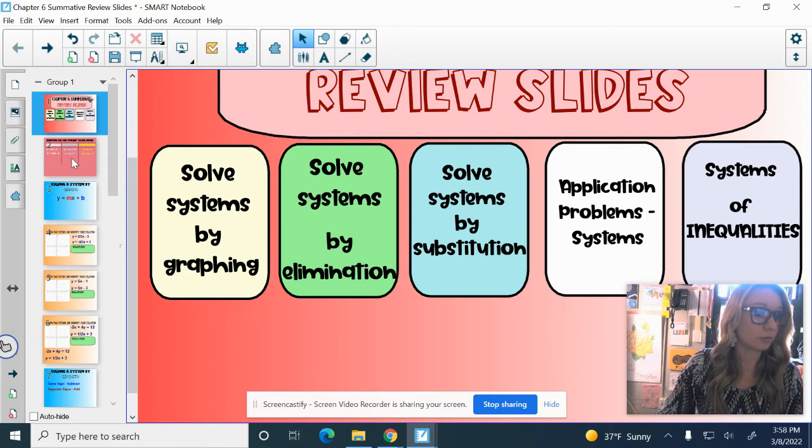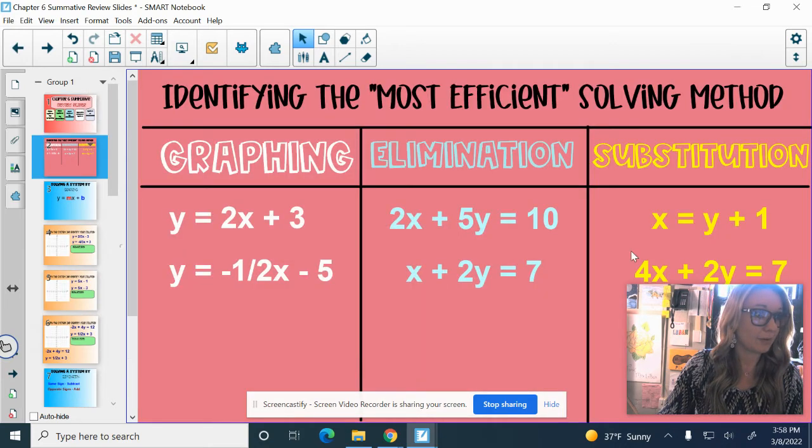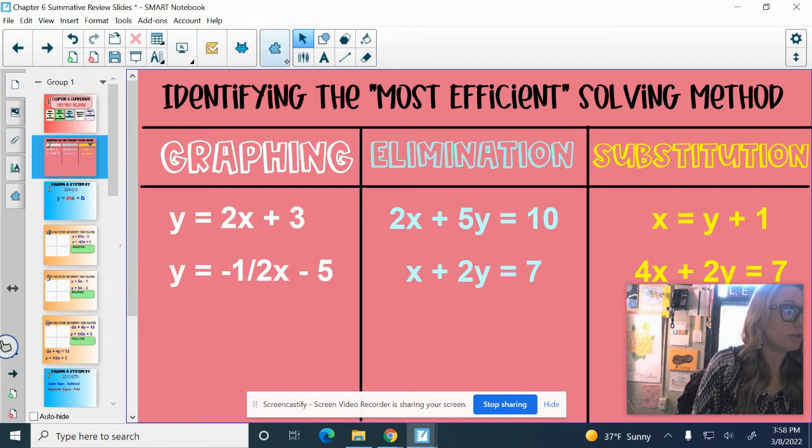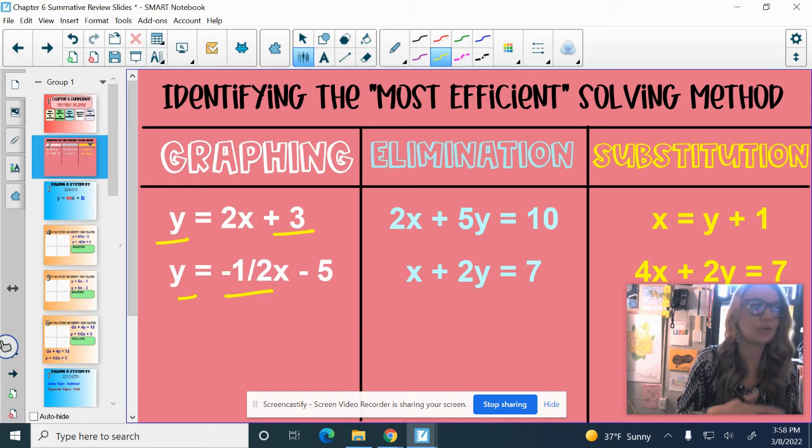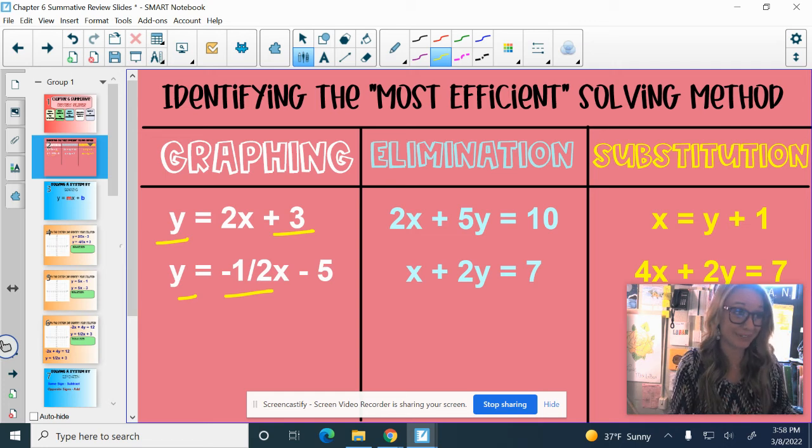Now, before I actually go through how to use the solving methods, I want to talk about the most efficient solving method to use based on your system. If you look at a system that looks like this here in white, both of these are in slope-intercept form. So your most efficient solving method is going to be graphing. You could use one of the other ones, but it'll be the quickest to graph those. Wherever they cross, that's going to be your solution.